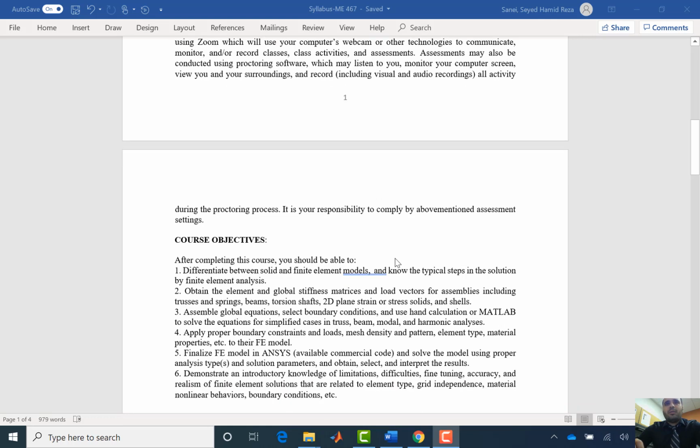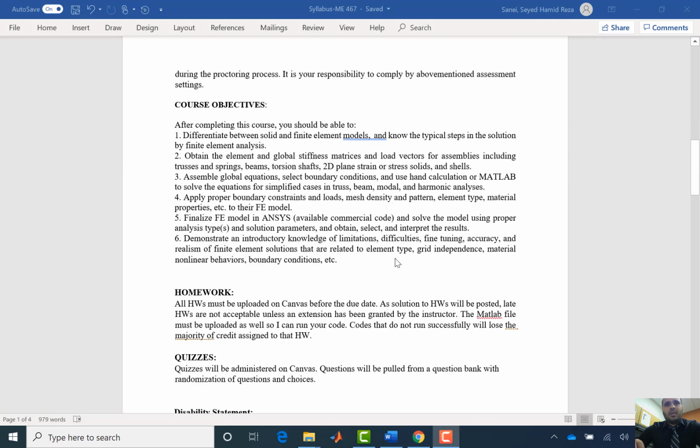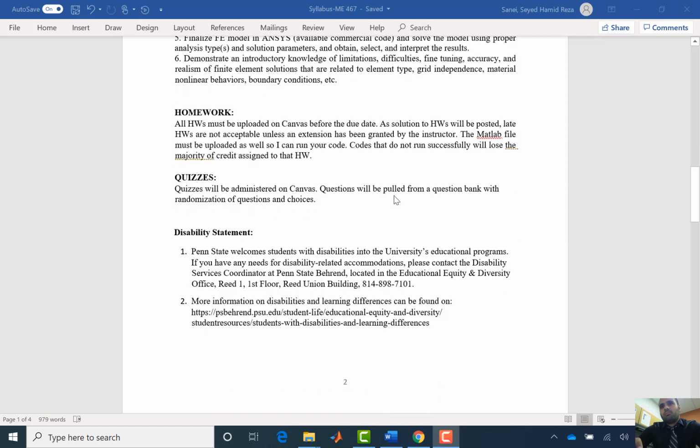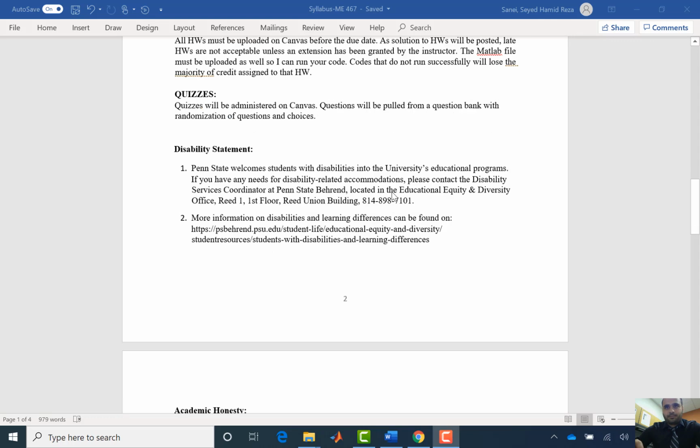And these are a couple of policies that I'm just including here. The course objective, that you could go through. For homeworks, again, most of them are going to be MATLAB. You're going to upload your MATLAB file, which is the M file, on Canvas. And I'm going to run your code. If your code doesn't run, you will lose the majority of the points. You need to make sure that your code runs, and then upload it on Canvas by the due date.